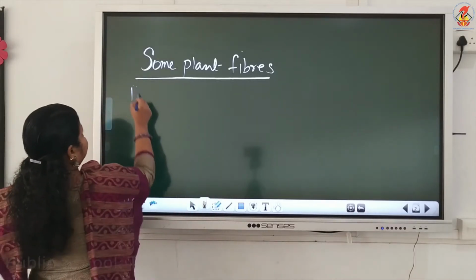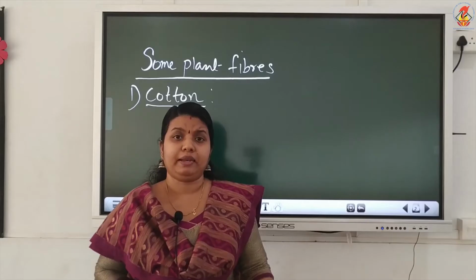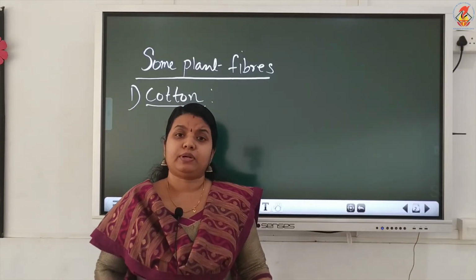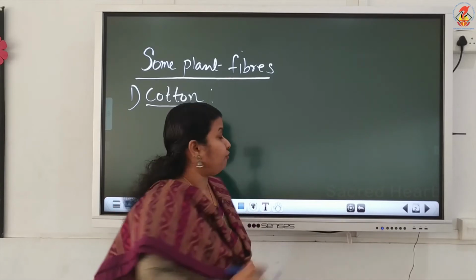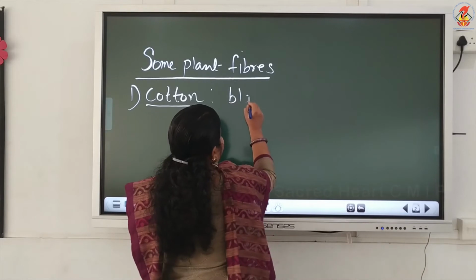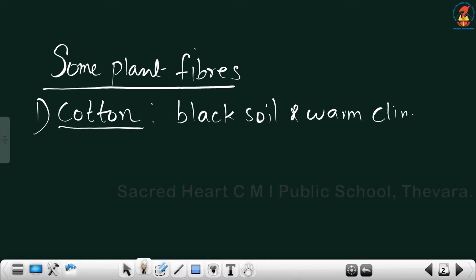First is cotton. How do we get cotton fibers from cotton plant? Very important. Cotton is obtained from the cotton plant. Cotton plants are grown in places having black soil and warm climate.